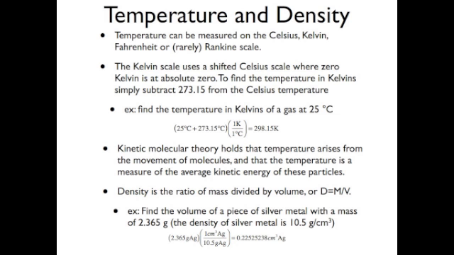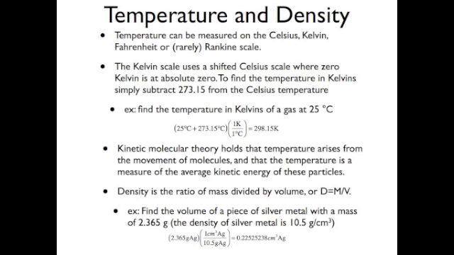Celsius is degrees Celsius. That is correct. And 0 degrees Celsius is the freezing point of water. 100 degrees Celsius is the boiling point of water. To convert between Kelvin and Celsius is really easy. You just add 273.15 to your Celsius temperature, and that will give you your temperature in kelvins.